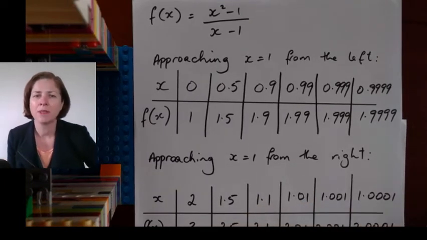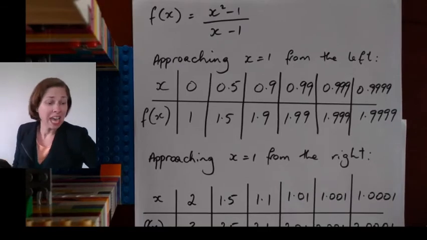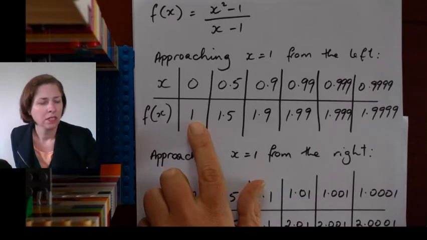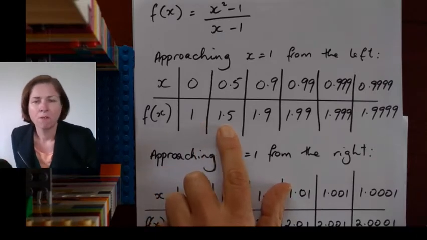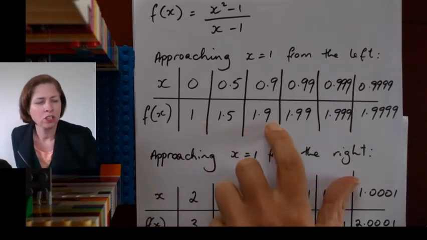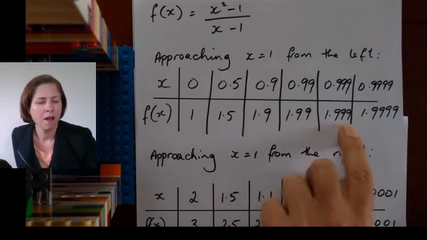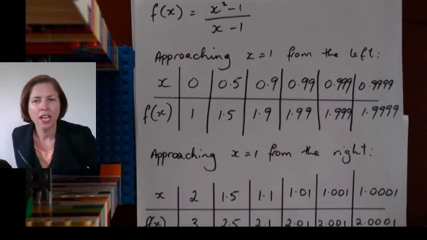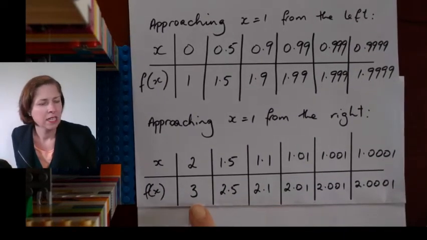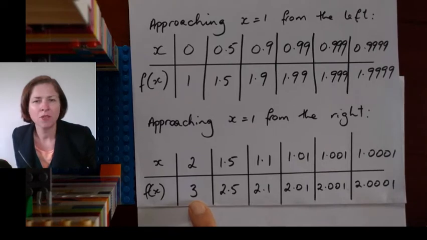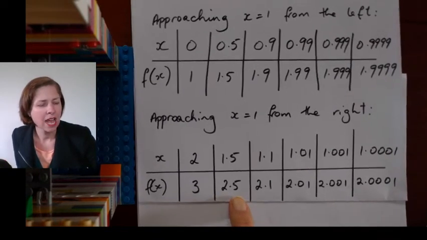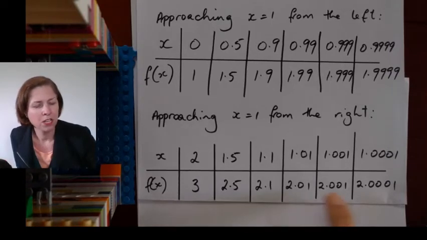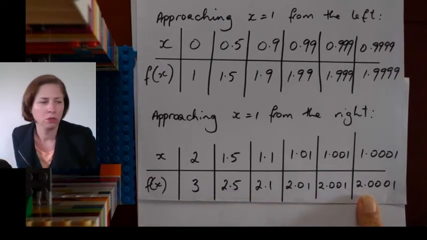Now let's look at what happens to f of x. From the left, I start with f of x equals 1 when x is 0. When x is 0.5, I've got 1.5. As I get closer and closer to x equals 1, my value for f of x gets very, very close to 2. And when I go from the right-hand side, the same thing happens. I start with f of x equals 3, but as my value of x moves closer to 1, my value of f of x moves closer to 2.